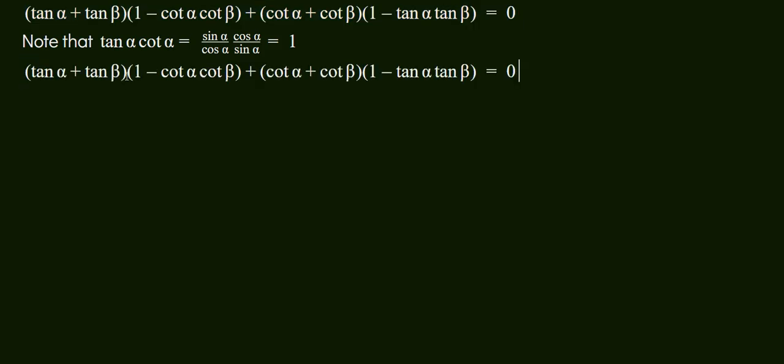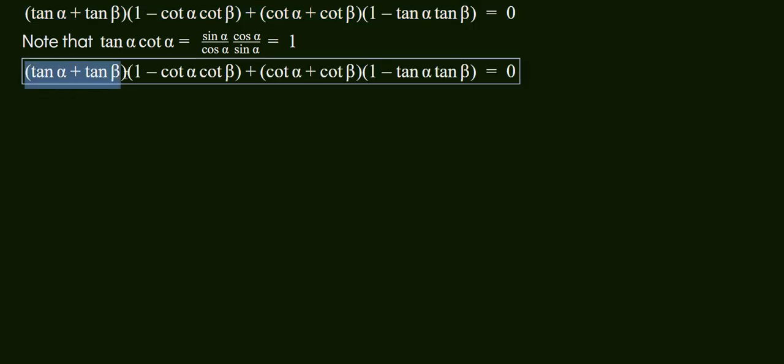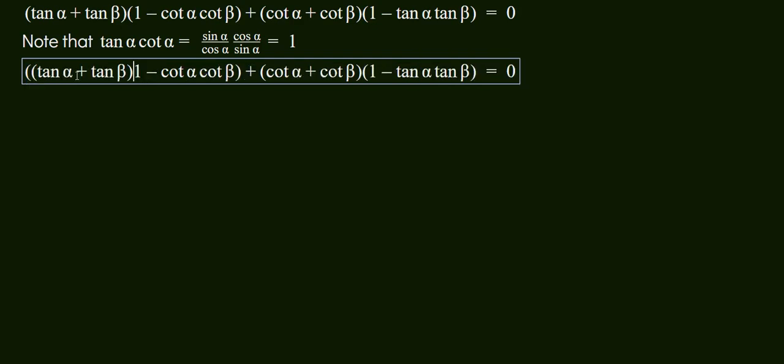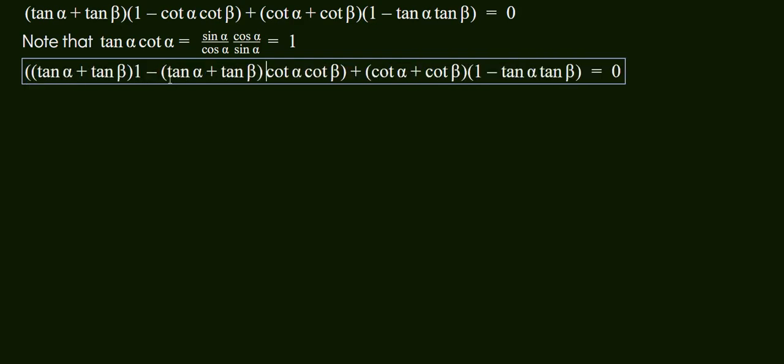I'm going to copy paste this, and I'm going to distribute this tangent into this set of parentheses. So take this and multiply it against the first term and multiply it against the second term. I'm going to do the same thing for this second set. Multiply the cotangents against the first and then against the second. Okay, so now I'm going to actually work on doing the multiplication on this line.